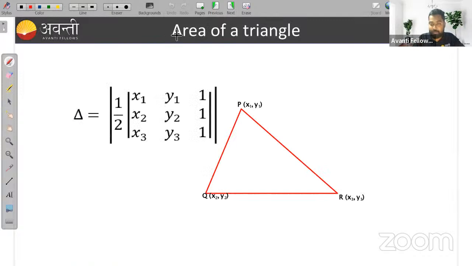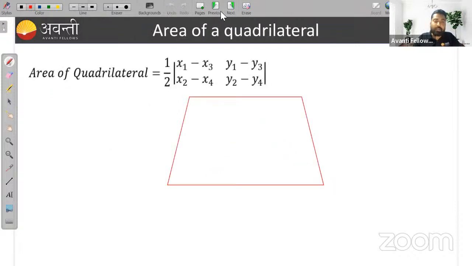Area of a triangle. How can you find the area of a triangle if you have the coordinates of the 3 vertices of that triangle? The formula is modulus of half into determinant of x1, x2, x3, y1, y2, y3, 1, 1. Is that clear? You remember these things or not? Yes. So this is the formula to find the area of a triangle. Is that clear? Okay, let's move.